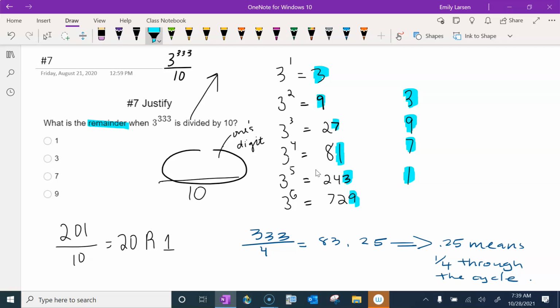And so what I do is that then I realize that 333, if I divide that by 4 in the pattern, then I can figure out where 333 ends up in this pattern. And so it says 83.25. So I think, what does that mean? 83 is the number of cycles.